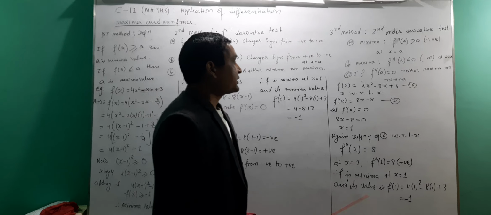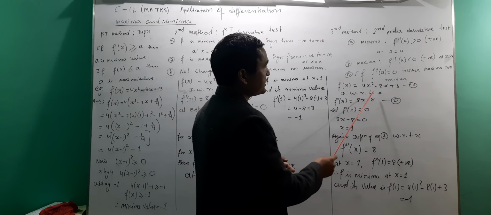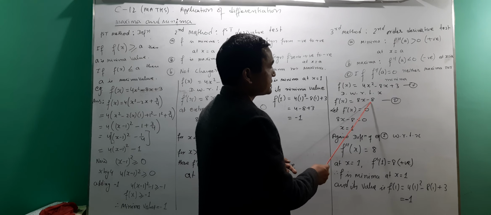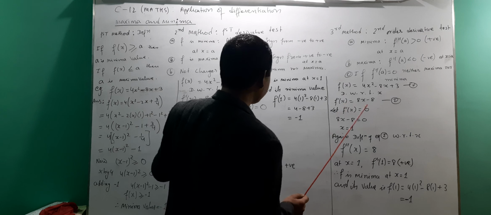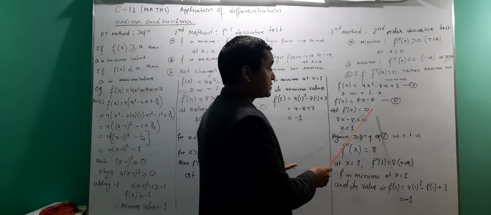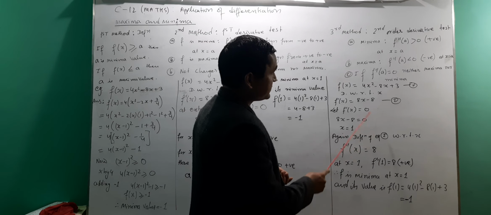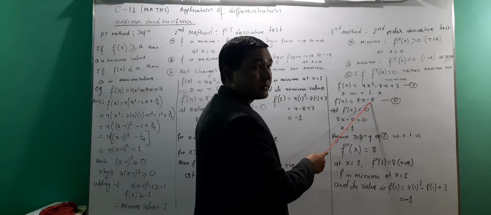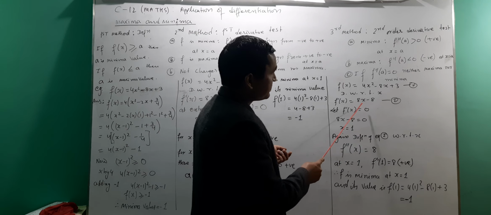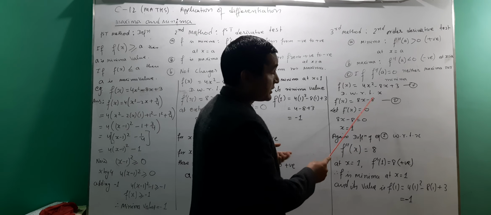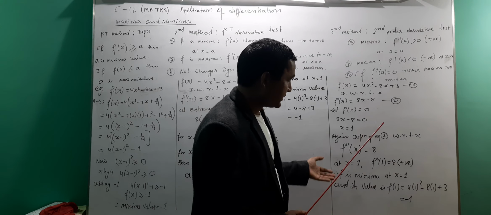Now the third type is the same. I took the same question and did the differentiation. Differentiation of this one is 8x minus 8. Then at the extreme point, same as in the previous question, f'(x) equals 0. From there we got the value of x. And then once again do the differentiation of this first differentiation equation: differentiation of 8x is 8 and differentiation of 8 is 0. Then put this value directly, and this is the easiest one.